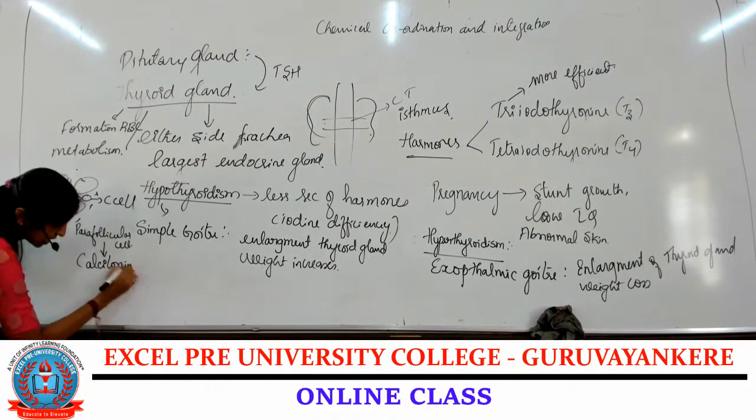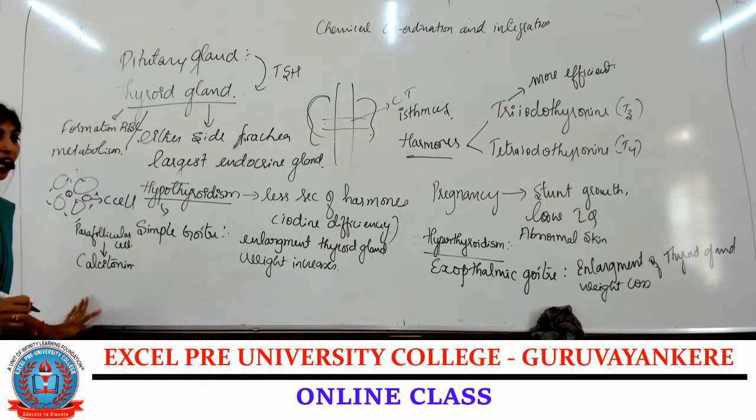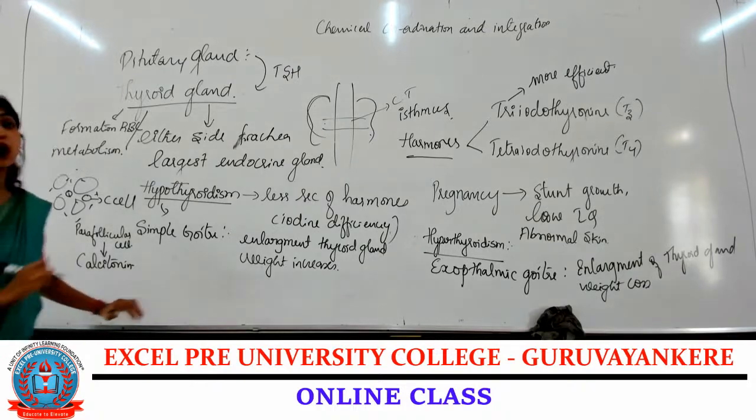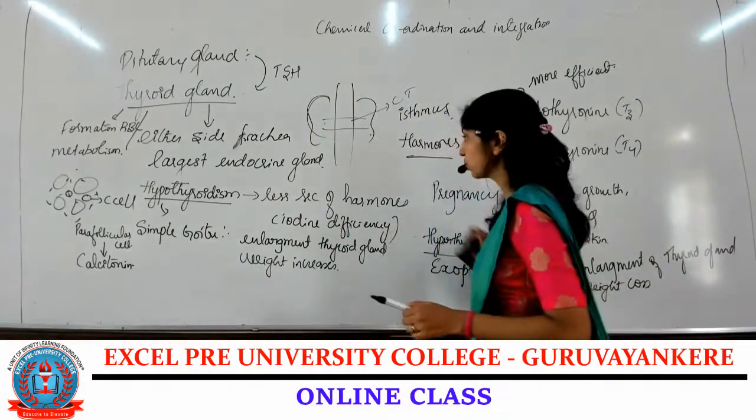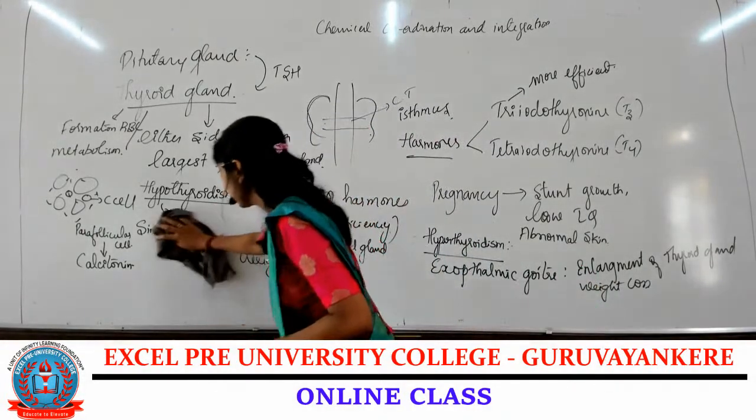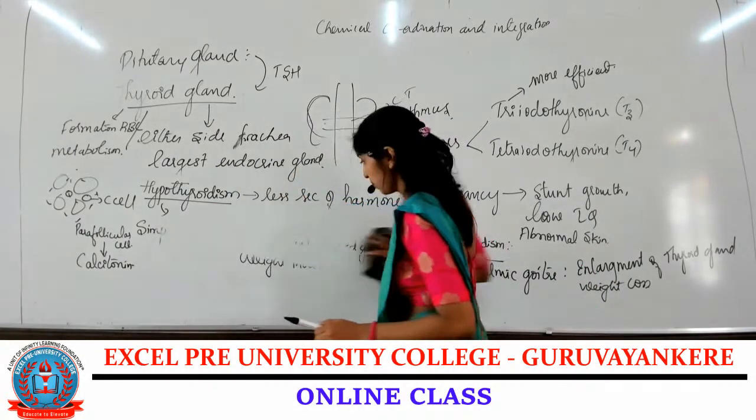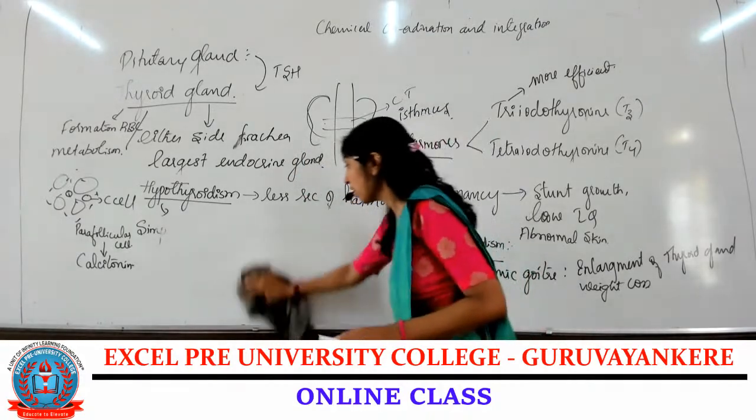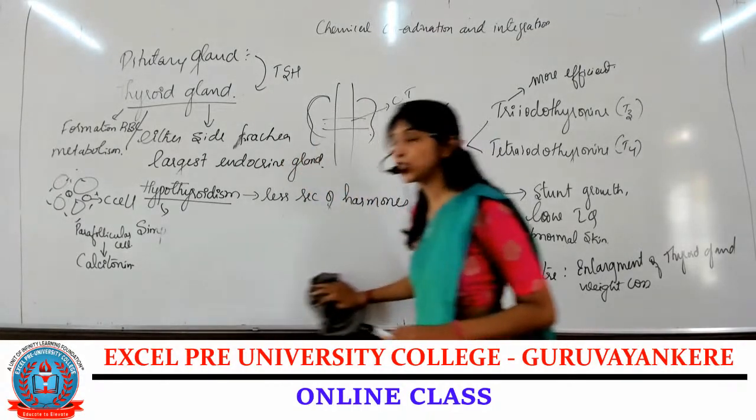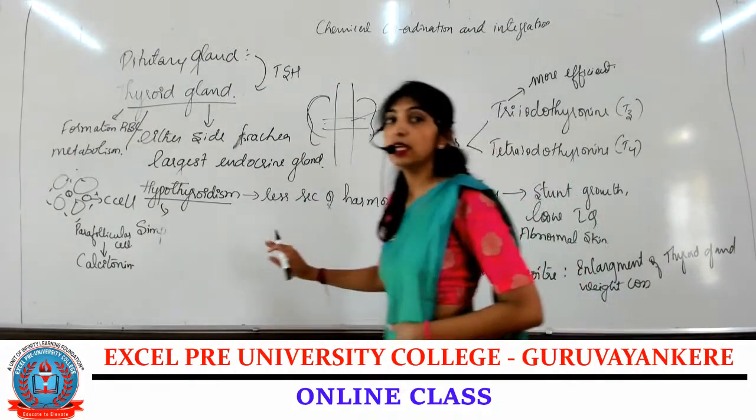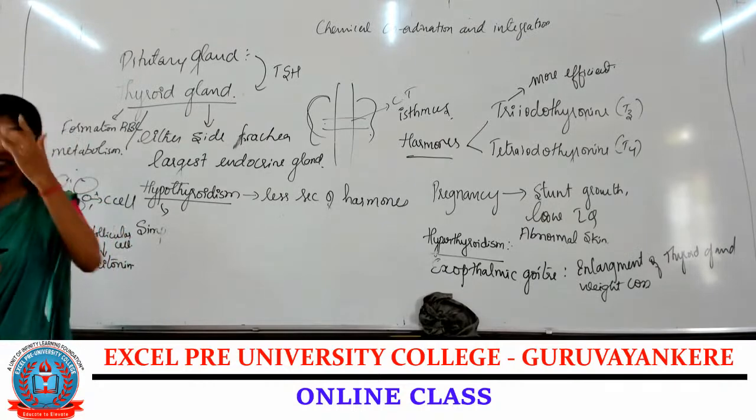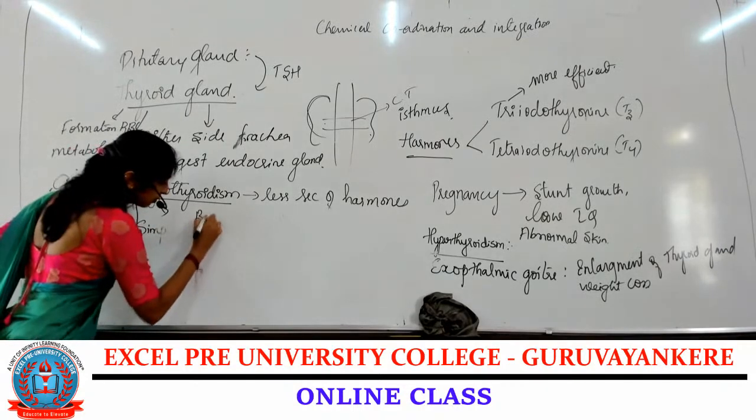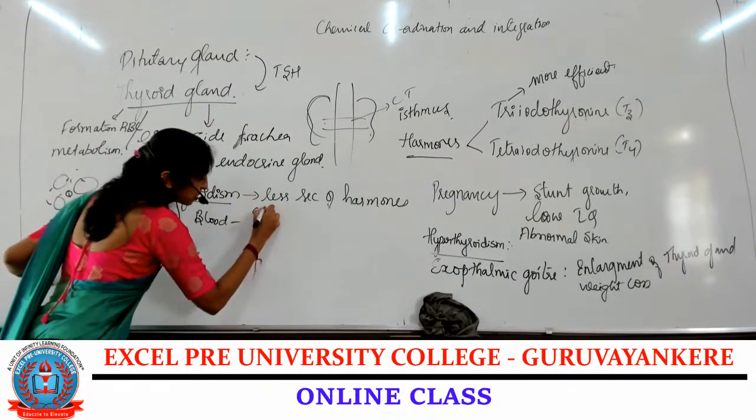These C cells, or parafollicular cells, secrete a hormone called calcitonin. What do they secrete? They secrete a hormone called calcitonin, and this calcitonin mainly helps in calcium metabolism. Now, how does calcitonin help in calcium metabolism? Here in the blood, when the amount of calcium increases, consider the blood, the amount of calcium is more here.